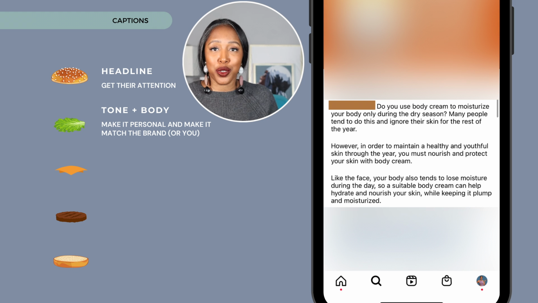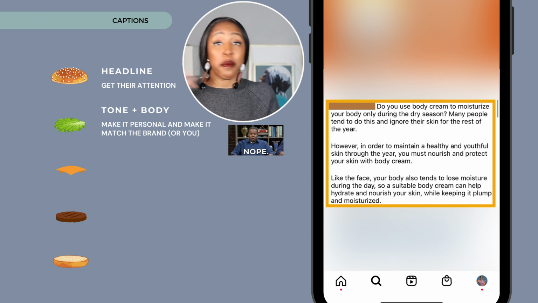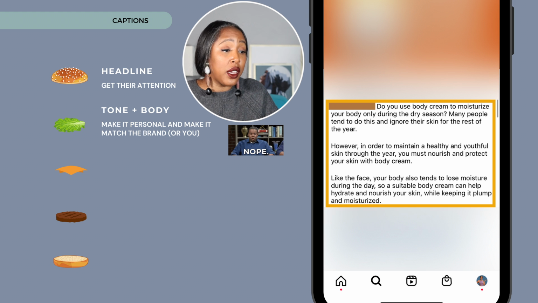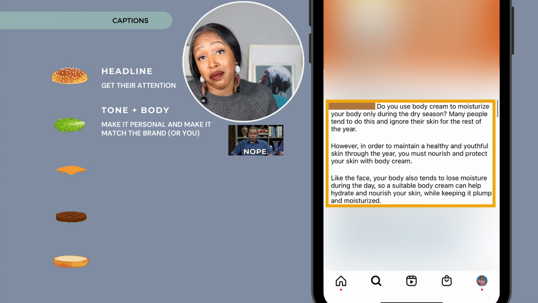So let's look at a not so good example, and this is for a body cream, the same product type that we were looking at with the Fenty Beauty. So this one says, do you use body cream to moisturize your body only during the dry season? Many people tend to do this and ignore their skin for the rest of the year, blah, blah, blah. I'm not reading anymore. Why? Because this sounds stale, right? It just sounds stale if we're being honest. And there's nothing about this in particular that is making me want to buy this product. Like, it's not talking to me, so this isn't for me. That's kind of how I feel.